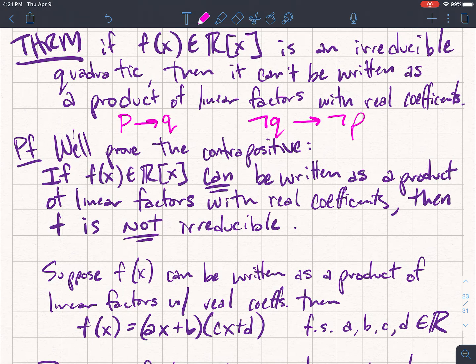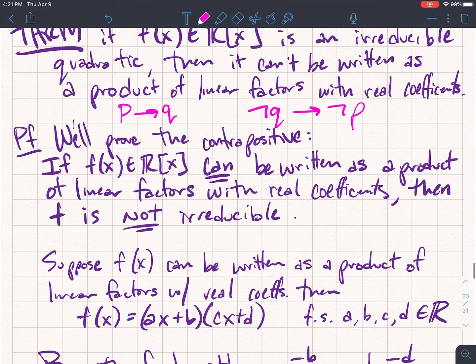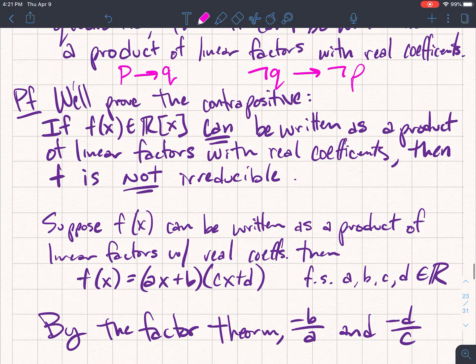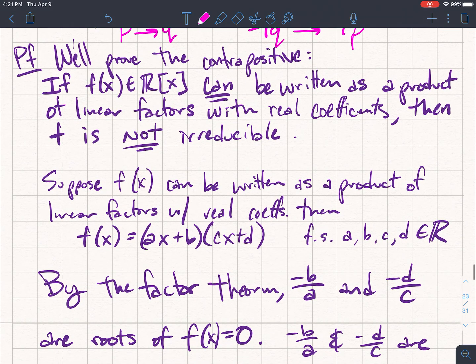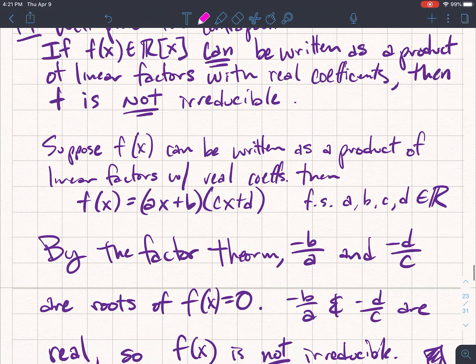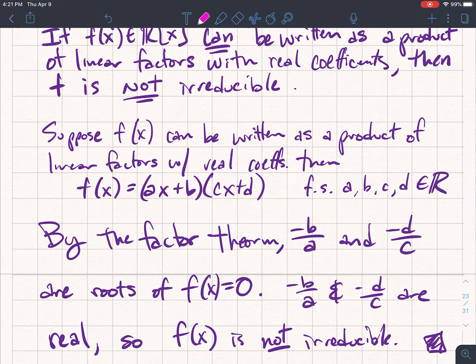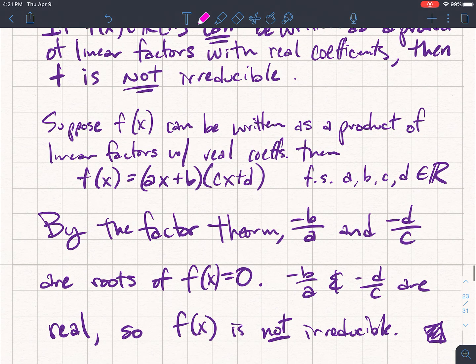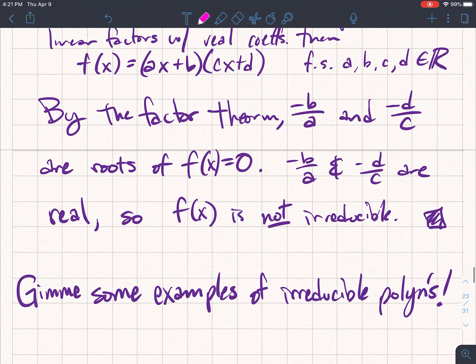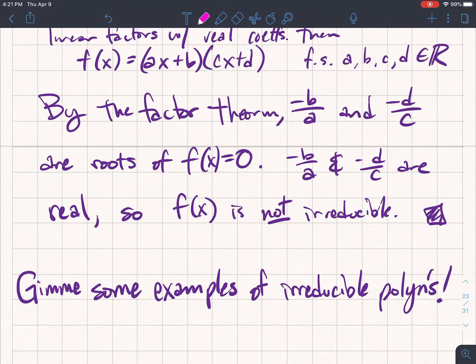So suppose f can be written as a product of linear factors with real coefficients. Then there it is. f is a product of linear factors with real coefficients. Then by the factor theorem, we know it's got two roots and that those two roots are real. So we can conclude that f is not irreducible because it's got two real roots. Proof complete. All right, give me some examples of irreducible polynomials. I already gave you one, x squared plus 1. That's irreducible over the real numbers.